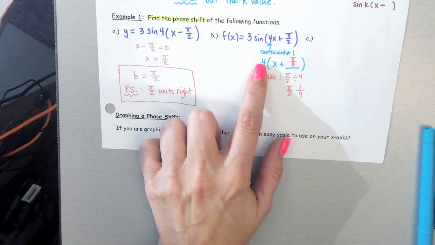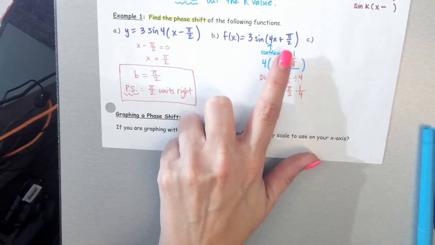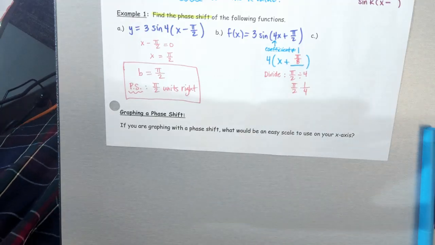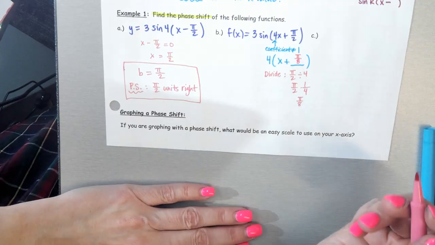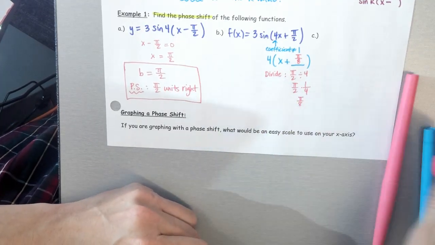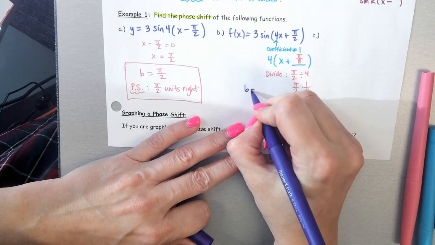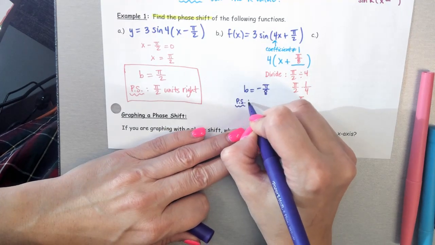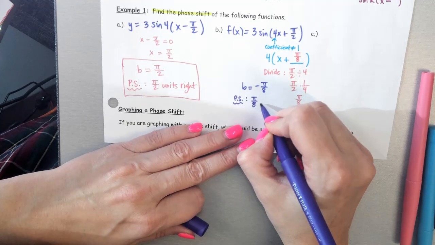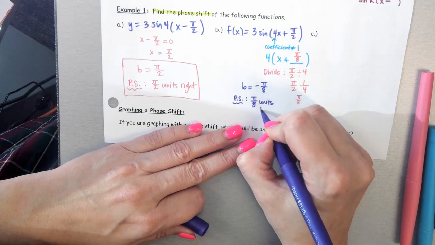Okay, and some of you might have just been thinking, oh, 4 times pi over 8 reduces to pi over 2. That's fine too. Okay, so then your value of b, because you have the plus here, is negative pi over 8. And your phase shift is going to be pi over 8 units left.